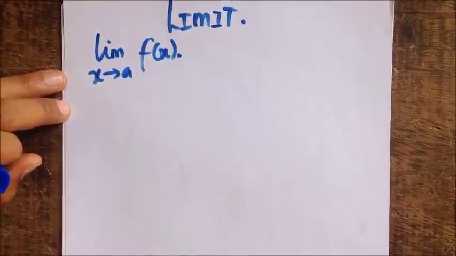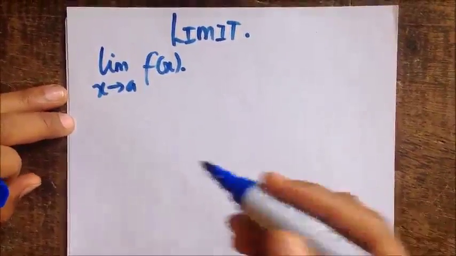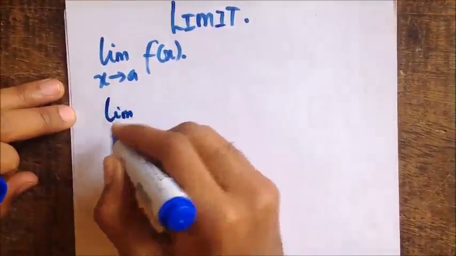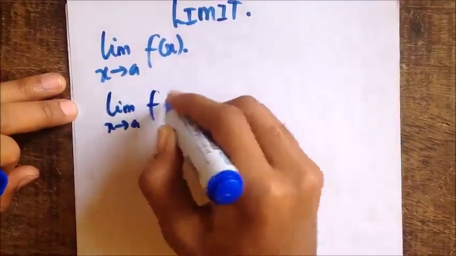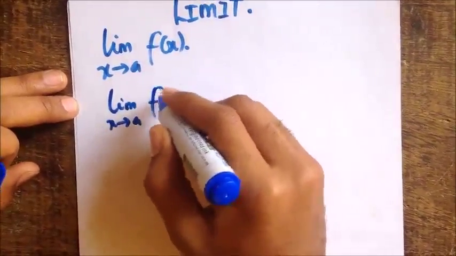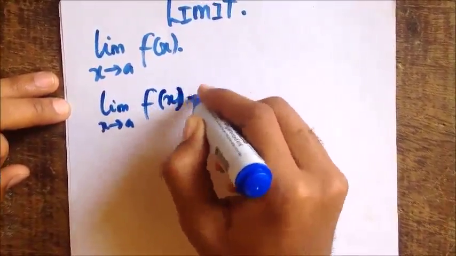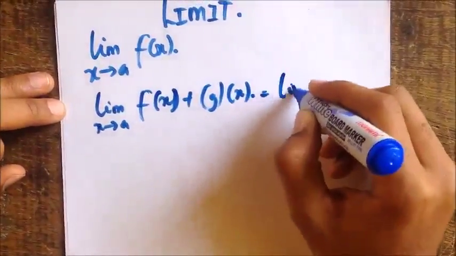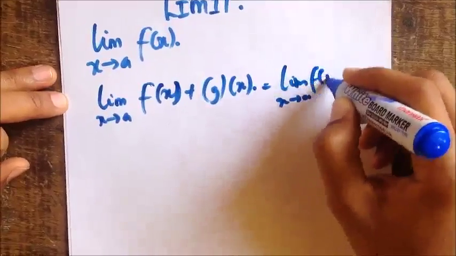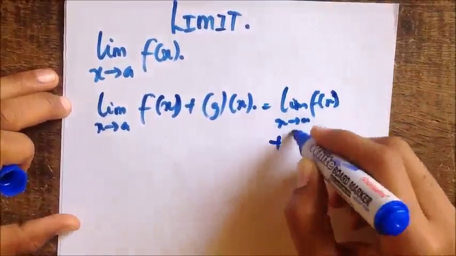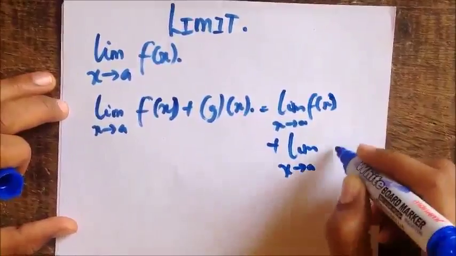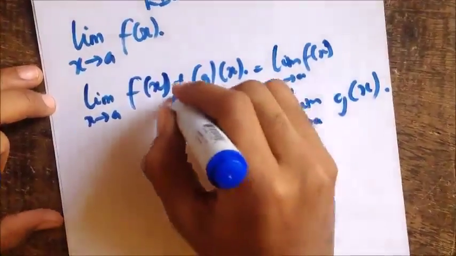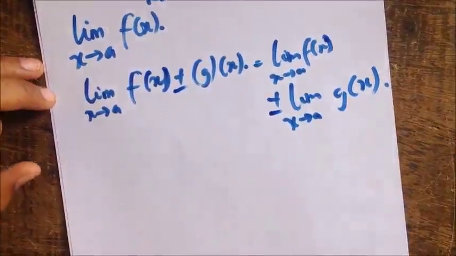They have a few basic algebraic rules. For instance, the limit as x tends to a of f of x plus g of x is the same thing as the limits of them separately: the limit as x tends to a of f of x plus the limit as x tends to a of g of x. We separate them in this case. This is for plus or minus, whether addition or subtraction, the same thing.